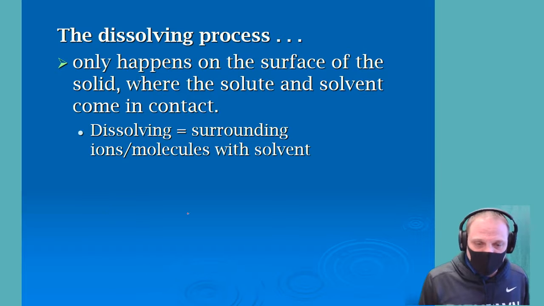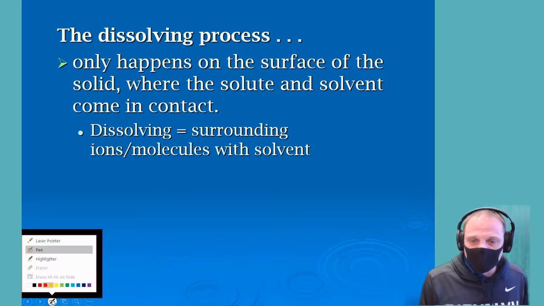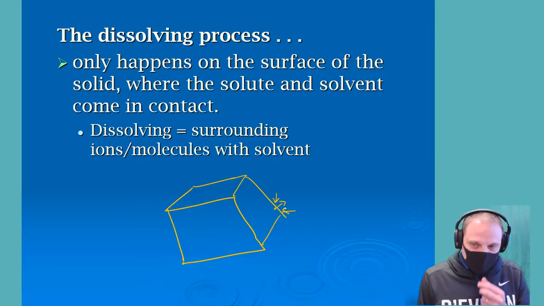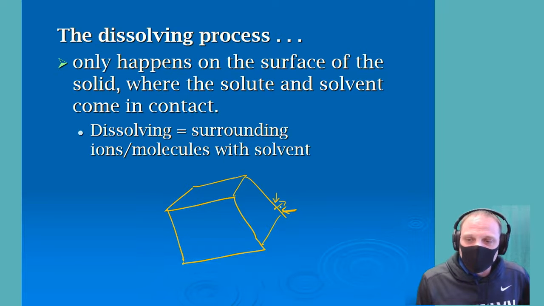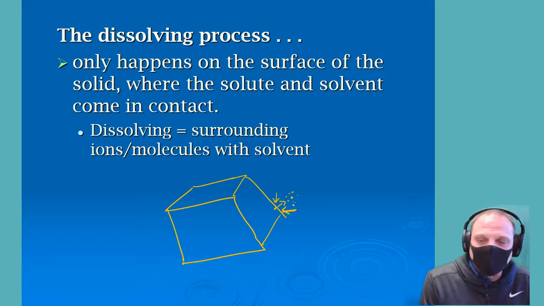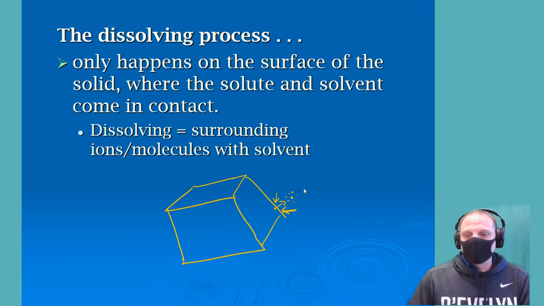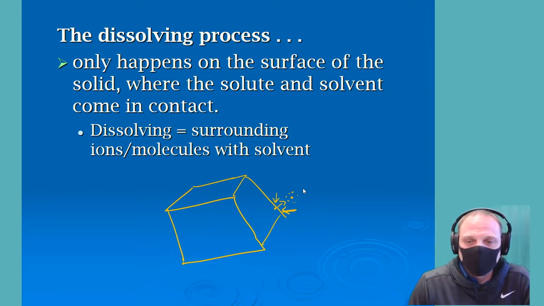So if we had a big cube of sugar sitting in some water, and that cube of sugar is going to have a whole bunch of tiny little pieces on it, right? And those little tiny pieces are going to get attacked by water molecules coming in, and those water molecules are going to surround that little chunk of sugar, and they're going to pull it off. Molecule by molecule, they're going to be pulling off little pieces, and then they're going to surround that little piece of sugar with themselves, with the water. So the solvent is going to surround the solute in the dissolving process. So that's what dissolving is all about, surrounding the ions or molecules, depending upon what you're dealing with, with the solvent.